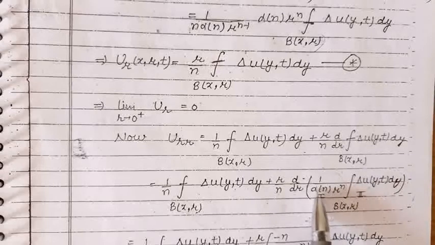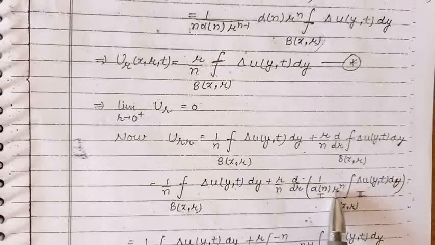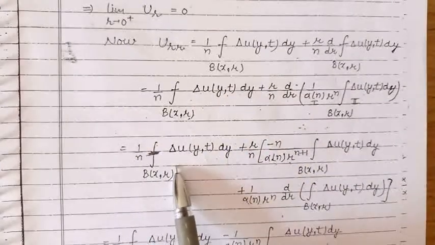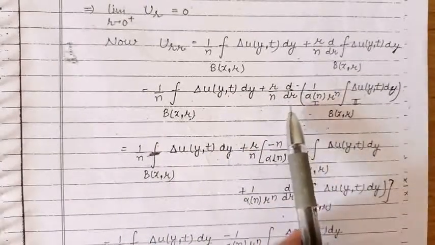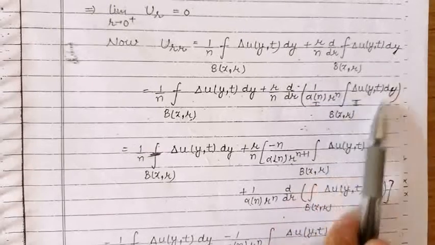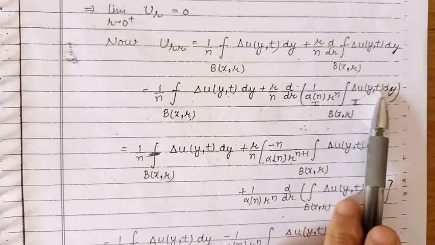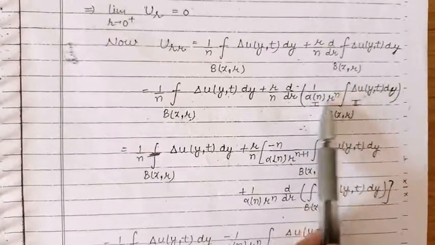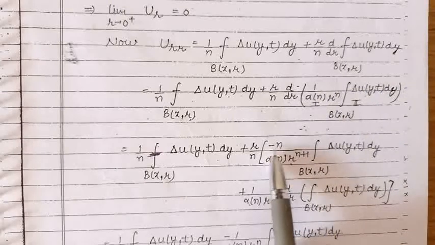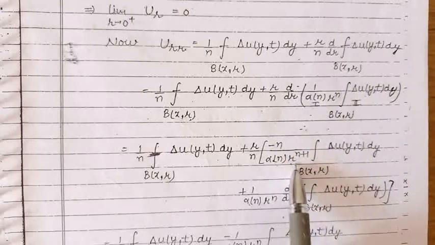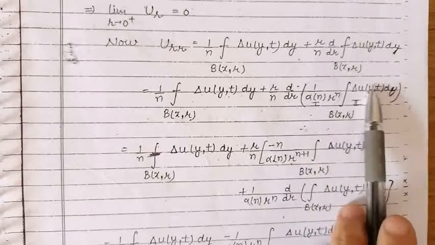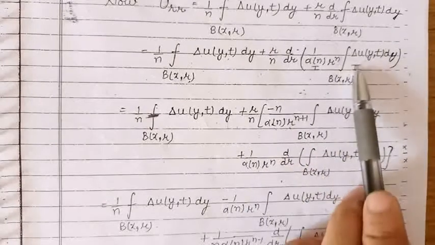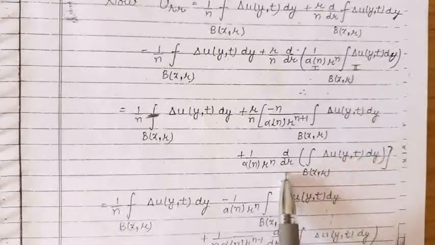The volume of the ball is alpha n, radius raised to the power n. Now this term we have taken as it is, and because we are to find the derivative of this expression with respect to r, we will use the product rule. The derivative of this term will be minus n upon alpha n r raised to the power n plus 1, this term as it is, plus this term as it is, and the derivative of this integral with respect to r.